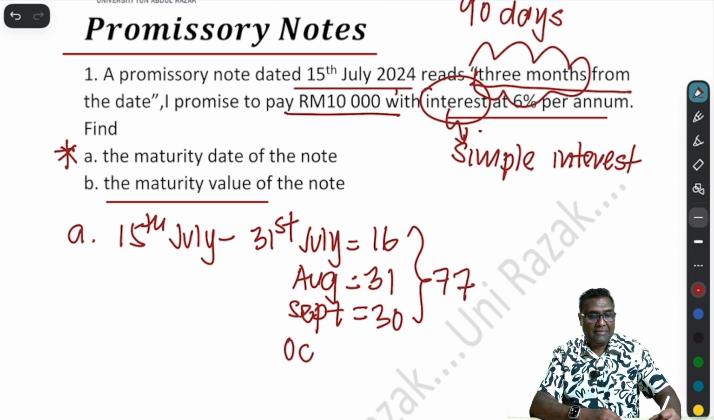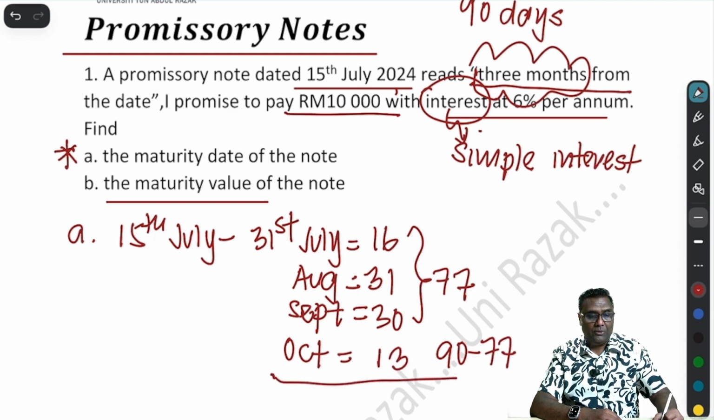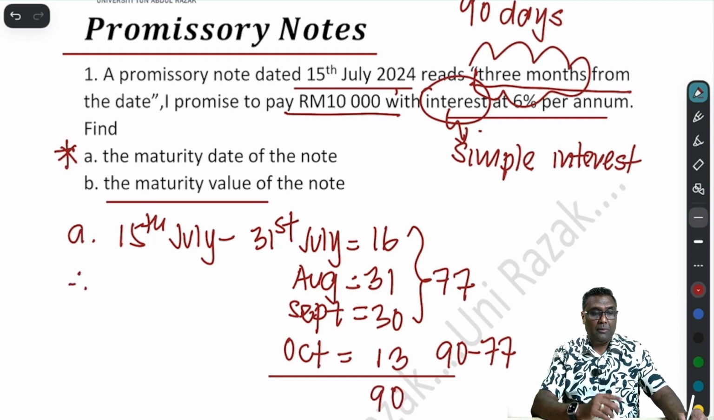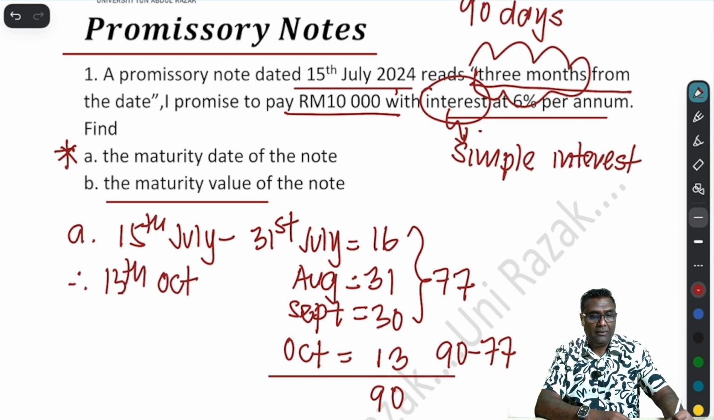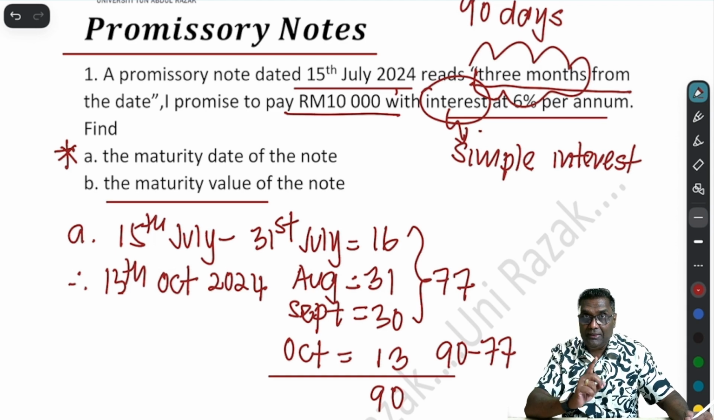So the balance is going to come from October. 90 minus 77. When you do that, you get 13. So the total of the whole thing here will give me 90. Therefore, the maturity date is on the 13th of October 2024. That is how I get my maturity date.